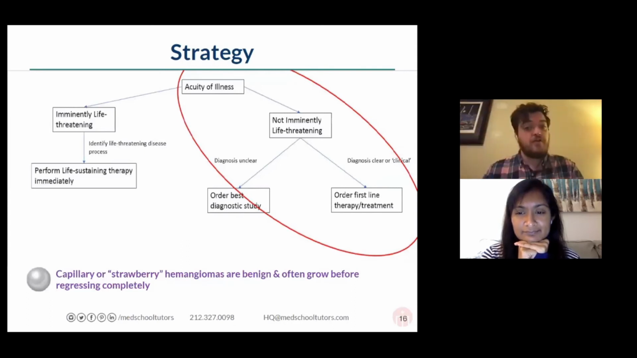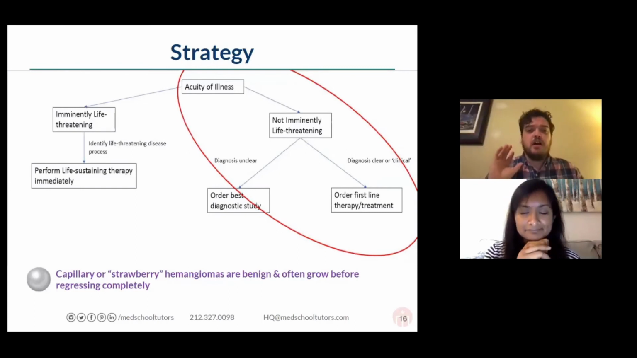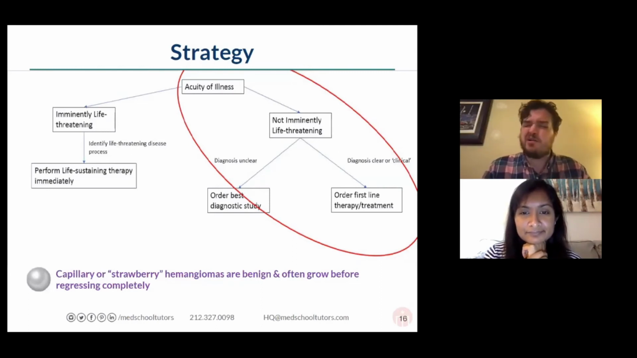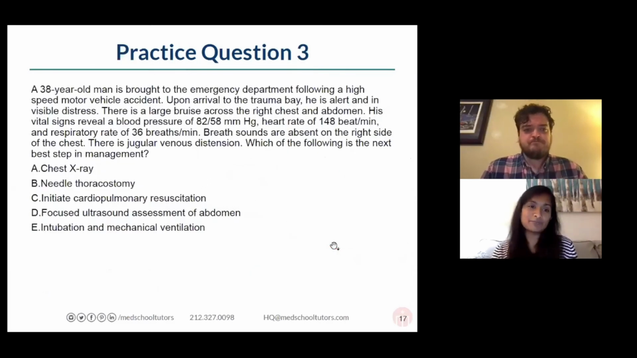So I'm going to go down the very far right side of here, and I'm going to order my first-line therapy. And my first-line therapy is observation. So the clinical pearl I have here: capillary hemangiomas, colloquially known as strawberry hemangiomas because of their color, are most often benign, and they often grow somewhat in the first 2 to 3 years of life before regressing completely. If I recall correctly from my pediatric days, by 5 or 6 years of age they usually regress completely. So, awesome. All right, moving right along.